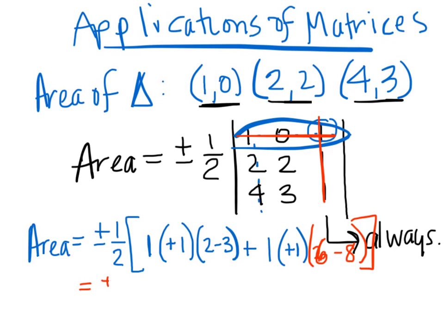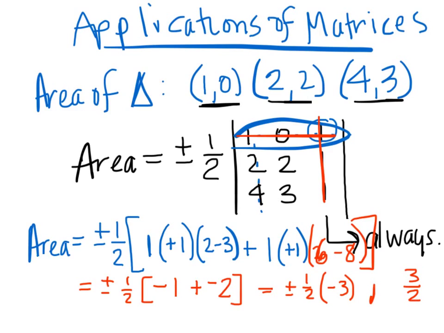Okay. So plus or minus, let's figure out what we'll need. 1 times a negative 1 is minus 1. Plus 1 times a negative 2. So what I'm getting is plus or minus 1/2 times a negative 3. So that's going to be 3/2. And always make the answer positive. No matter what it had come out for the determinant, the answer for the area has to be positive. Okay, so that's one way to use a determinant to do a nice calculation.